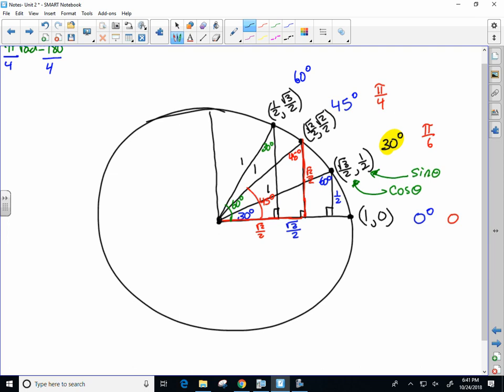Then we go to 90 degrees. So to kind of take a break from the madness, we're going straight up, 1 unit, which means that our coordinates are 0, 1.